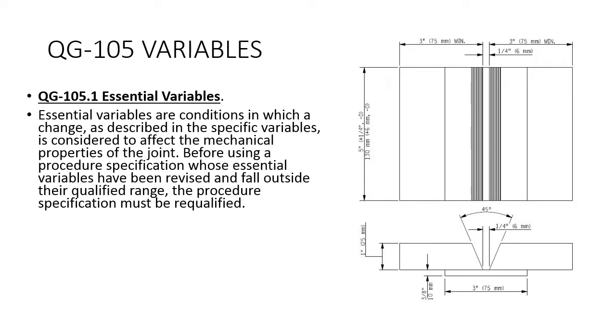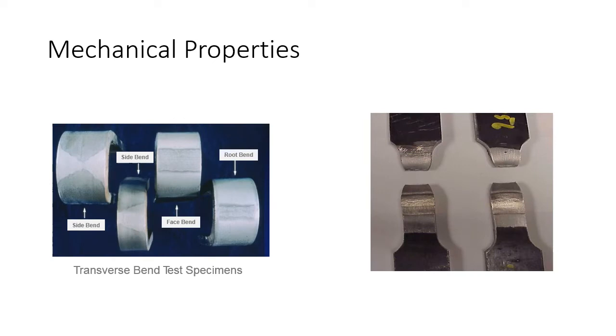And these are essential variables. That's the difference between essential and non-essential variables. An essential variable is going to have a direct impact on the mechanical properties of the weld joint. And if you change these up, you need to requalify. That's an essential variable.